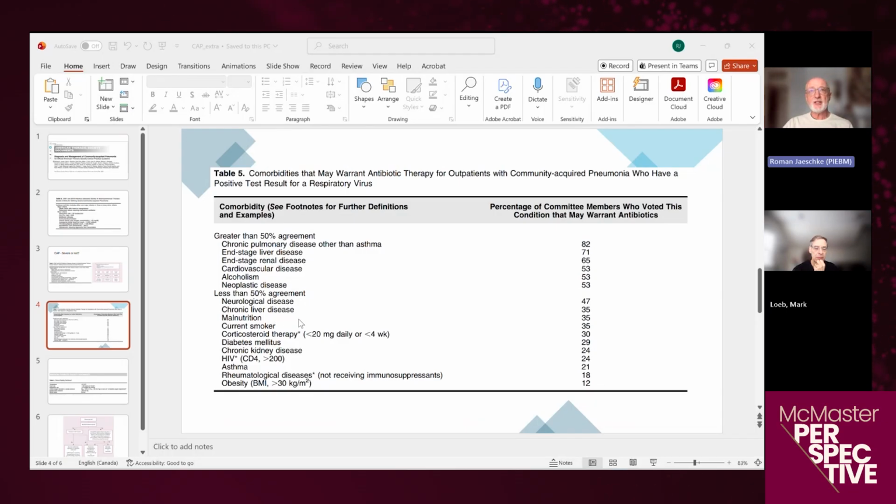What I'm stressing here is that there is no exact science here. There is a gestalt, an impression of people who classify a person as being at higher risk of complications.